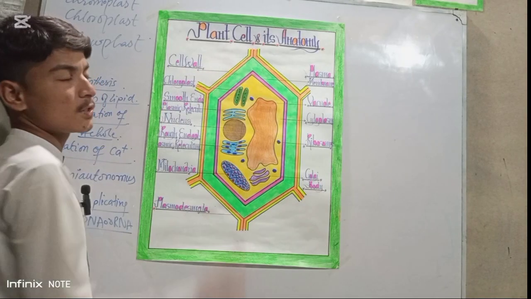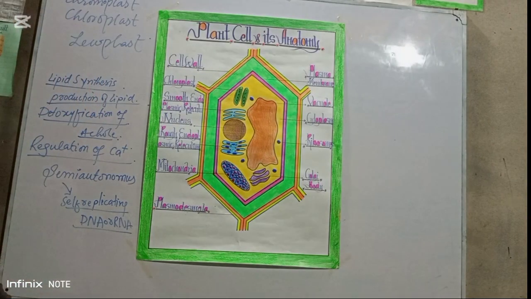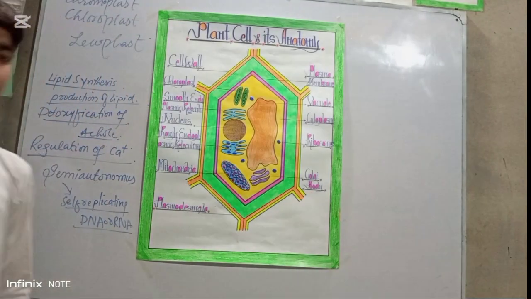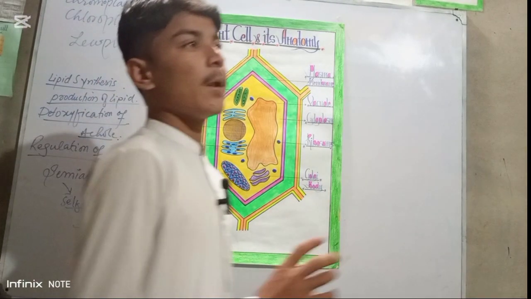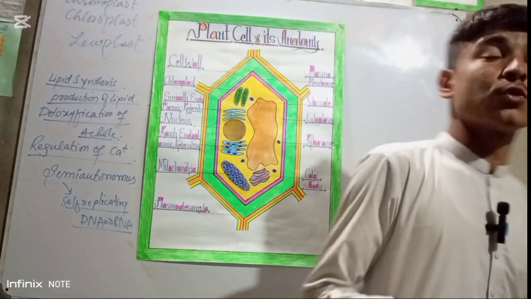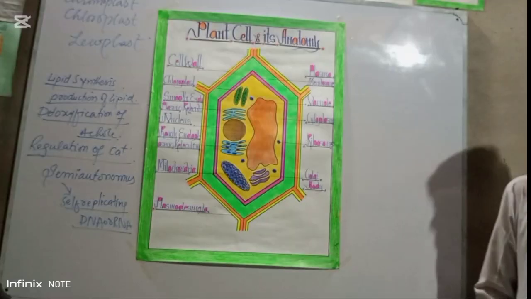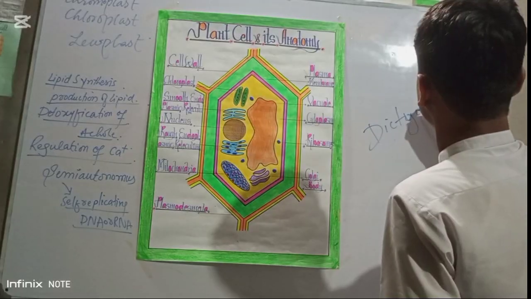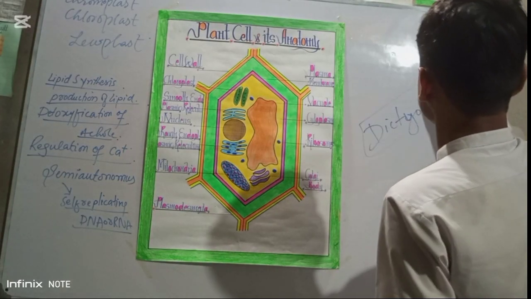Plasmodesmata are the tubes through which the plant cell transports different types of materials. This is known as plasmodesmata. The Golgi body is also a structure of the plant cells. In plant cells, it is known as dictyosome. Dictyosomes in plant cells.